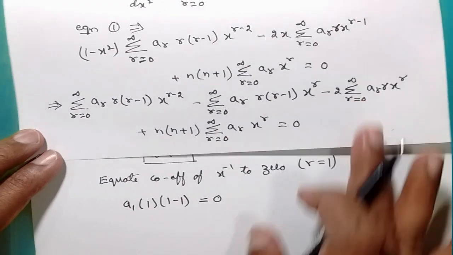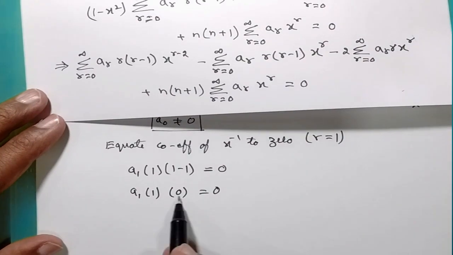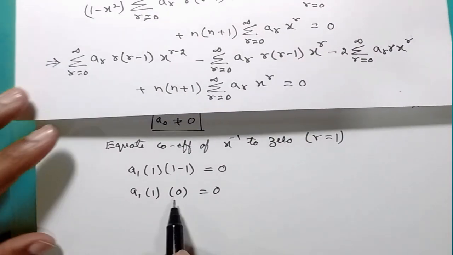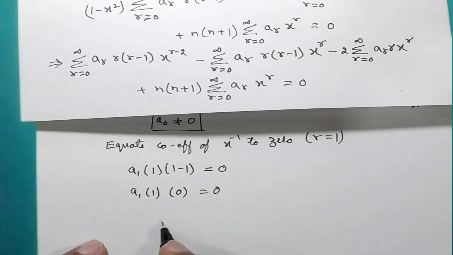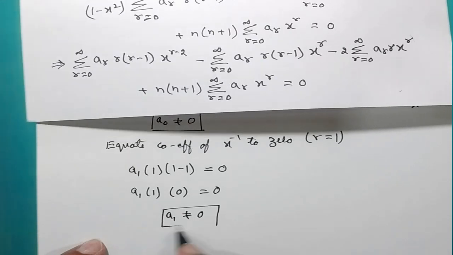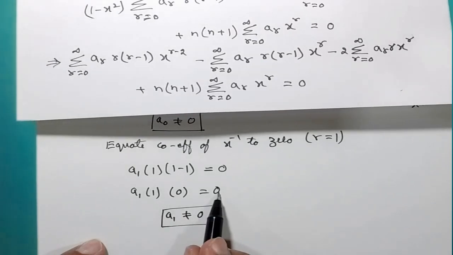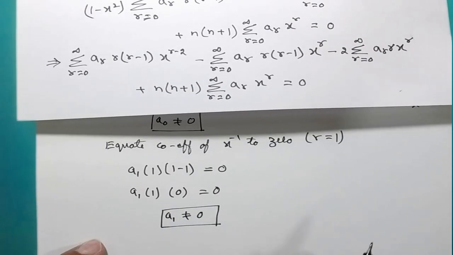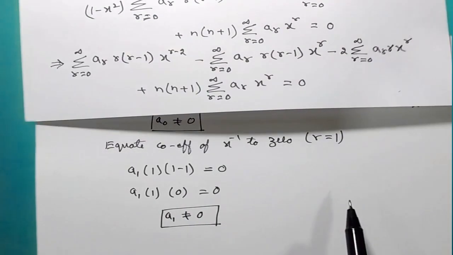You have just equated that to 0, you will be getting a1 into 1 minus 1 will be 0 is equals to 0. So 0 into anything will be 0 itself. So the condition is satisfied here. Left hand side, right hand side are the same. Therefore, this a1 need not be equals to 0. So even if a1 is not equals to 0, because this 0 is there, 0 into anything will be 0. So left hand side, right hand side will be the same. So you got two values, a1 and a0.